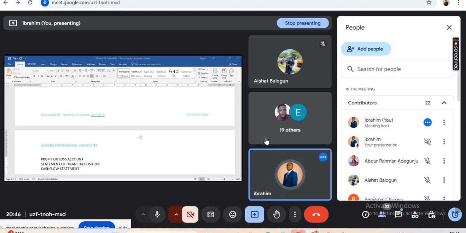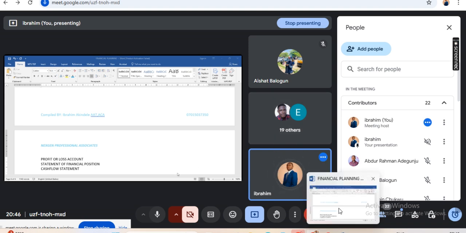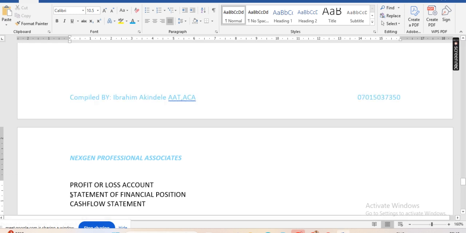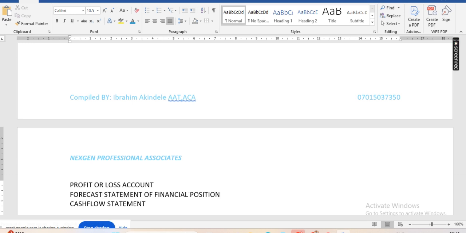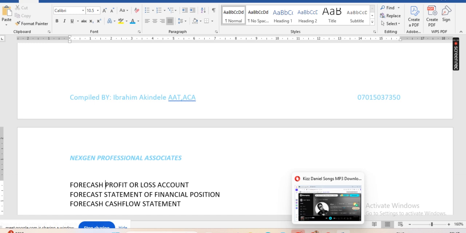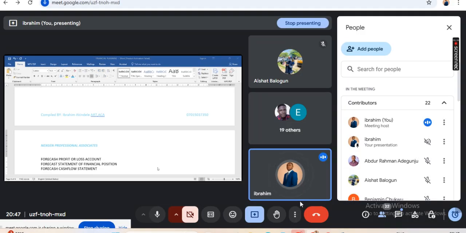Do you actually achieve the objective? Why do you have to do a forecast statement of financial position? It's for you to determine if you will have a cash balance or an overdraft at the end of the period. Why do you want to do a forecast for a cash flow? You want to use it to determine if the organization will have a cash deficit or surplus at the end of the period. And that is the purpose or the objective of doing a forecast, right?